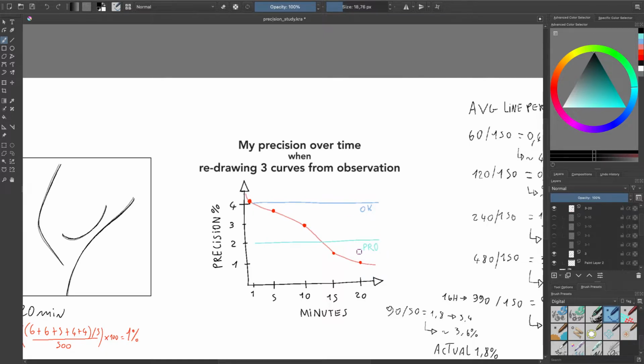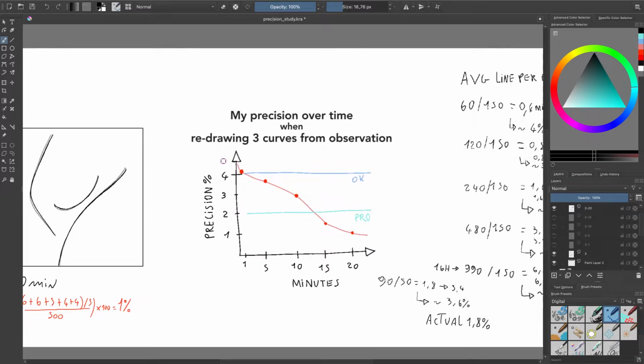The OK and Pro levels are from the other video where I tried to see what percent of precision makes an OK drawing, a Pro drawing, a bad drawing, and all that. I will link it in the description. So there is the start, your quick precision where you start. If you start drawing, your starting precision might be at 8% or 10%. I don't know, I should test with other people to see what they get. And I think you can probably improve and try to go as low as possible.